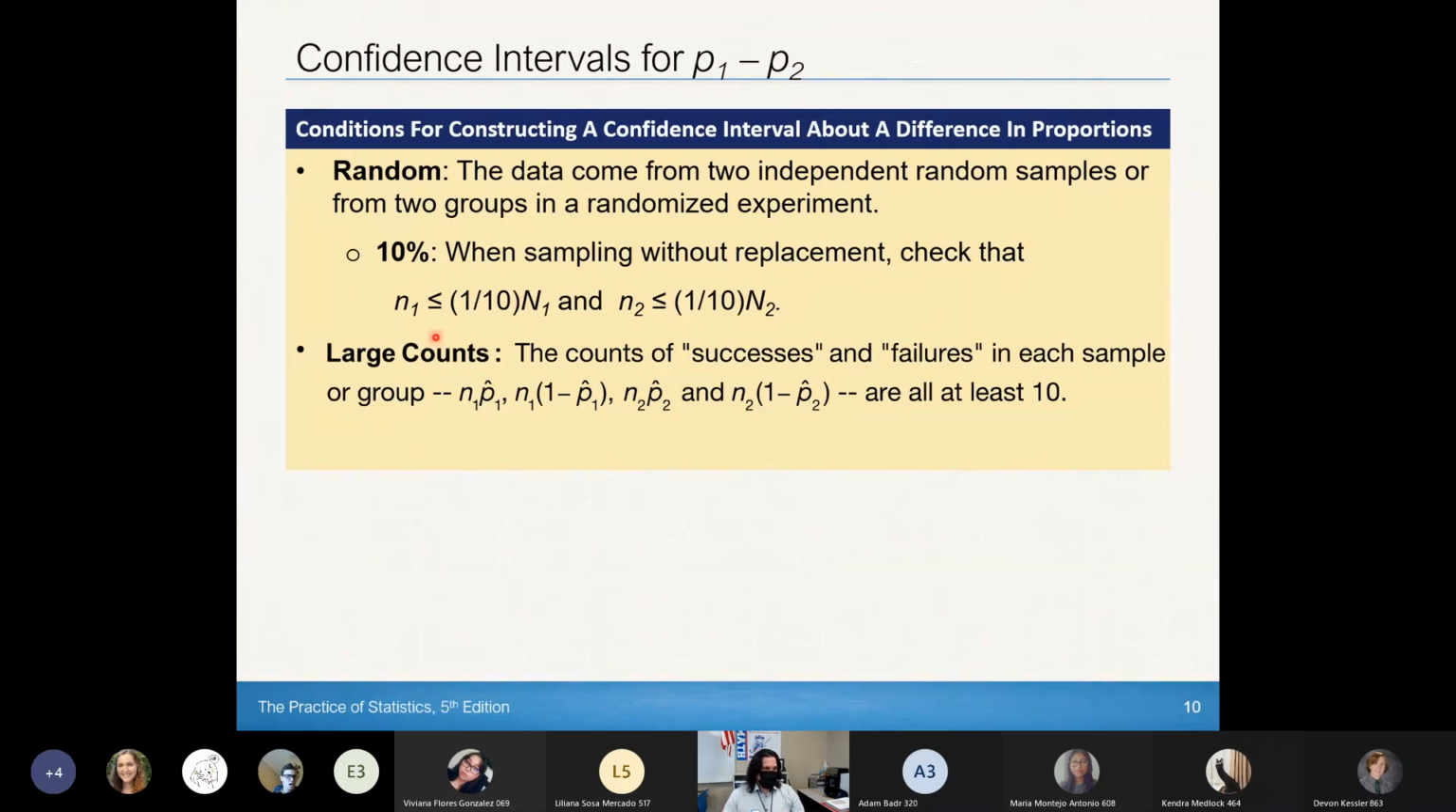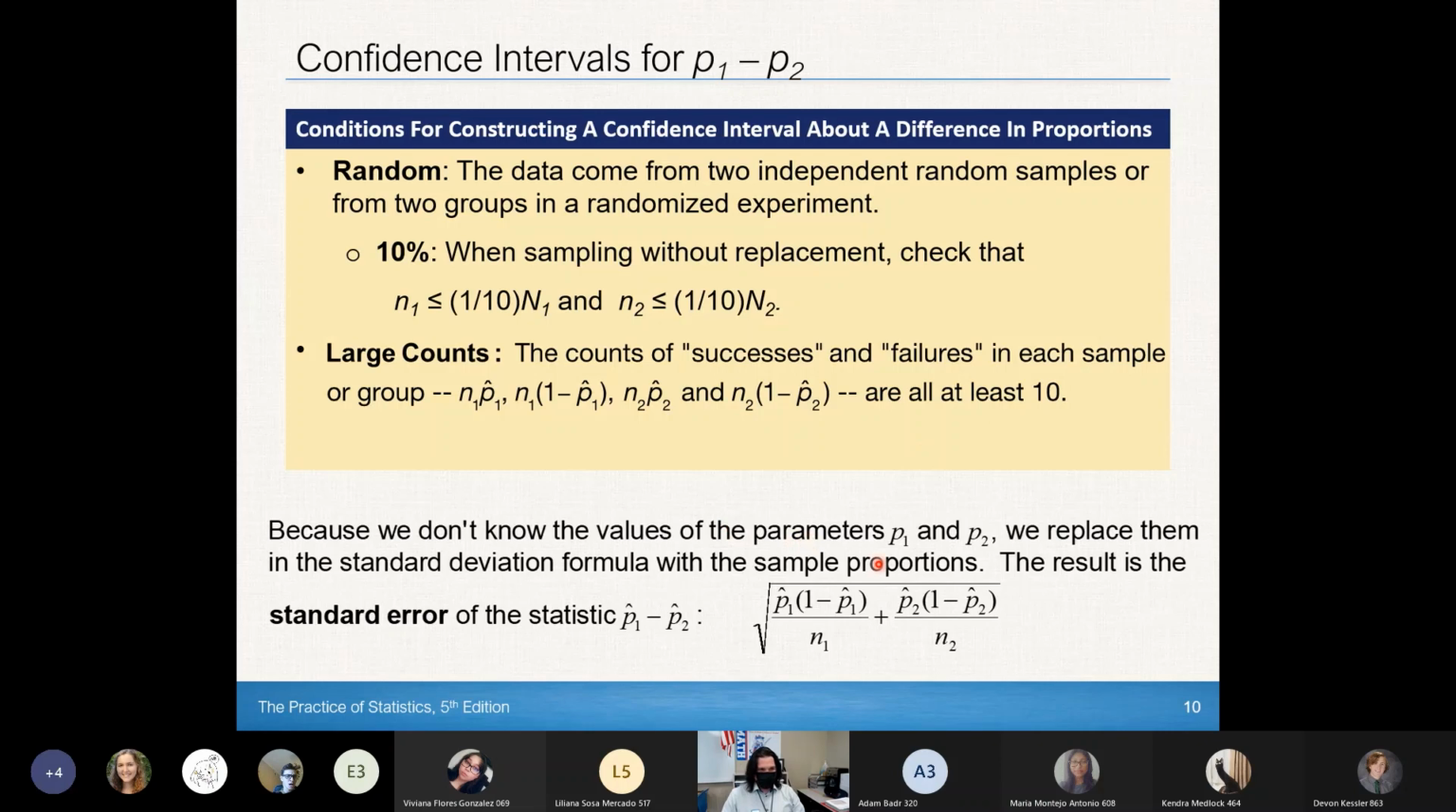Check that the sample size from population 1 is less than 10% of population 1, and the sample size from population 2 is less than 10% of population 2. And we have our large counts rule. The counts of successes and failures in each sample or group are at least 10.